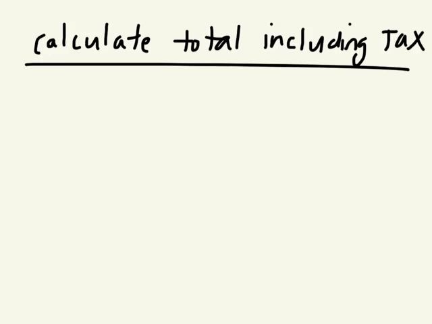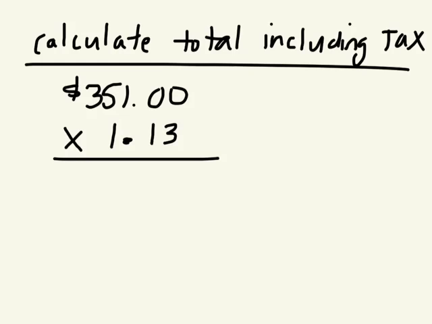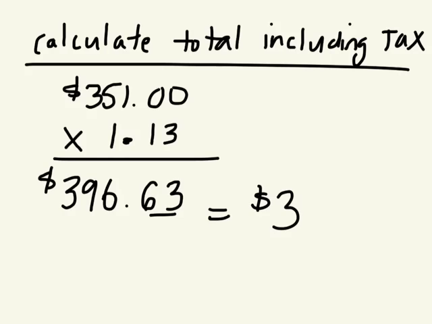Okay, so we know the laptop costs $351 on sale, right? I want to know how much is it all together with tax. Well, just to calculate the tax, we found the 13%. If we multiply by 1.13, you will get the entire total, including the tax. Does anyone know why this works? That gives 396.63, but we know we don't pay pennies anymore, so we round it to $396.60, which is the answer we had before.